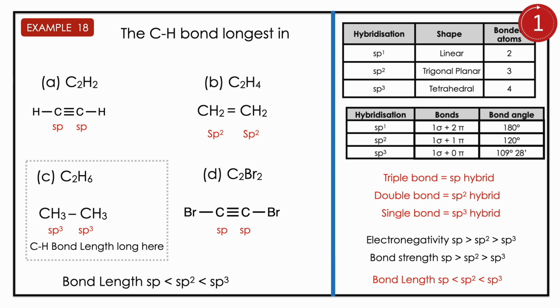Then C2H6, CH3, so sp3 hybridization is supposed to be our answer, but let us eliminate D also. D is C2H2Br2, technically bromine in acetylene, so both are sp-sp bonds. So clearly C is our answer. sp3 hybridization has a long bond length. The concept you have to learn here is that the bond length of sp is less than sp2, which is less than sp3.